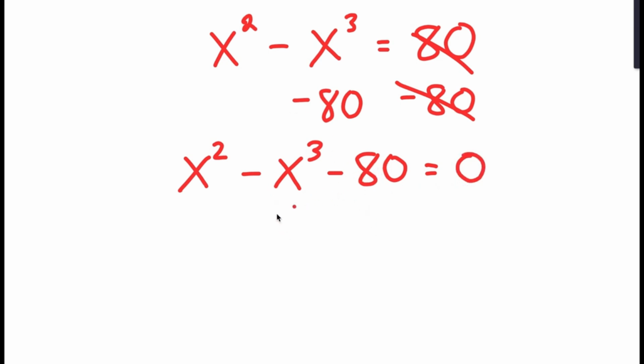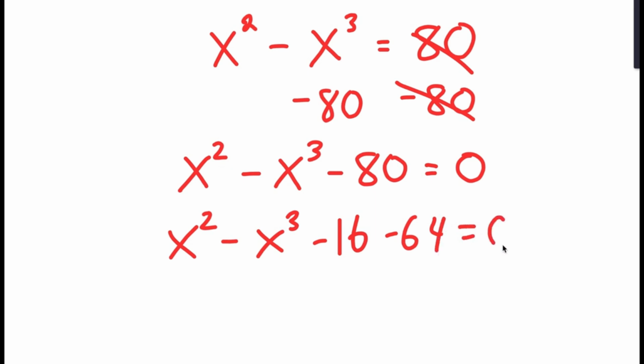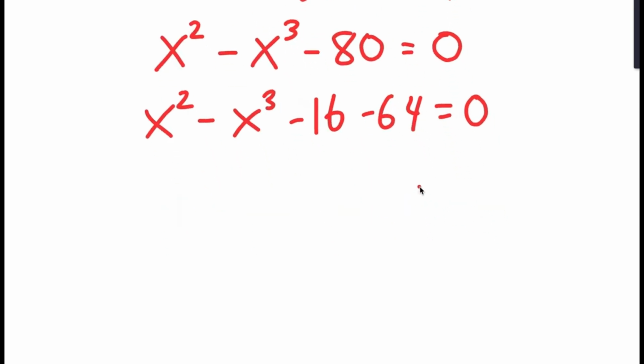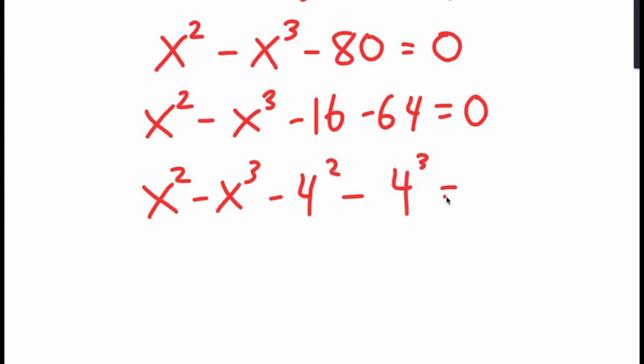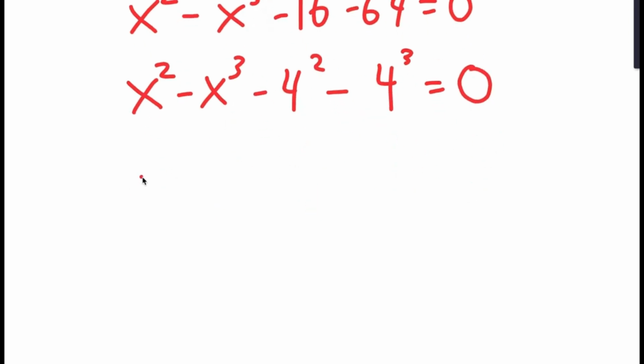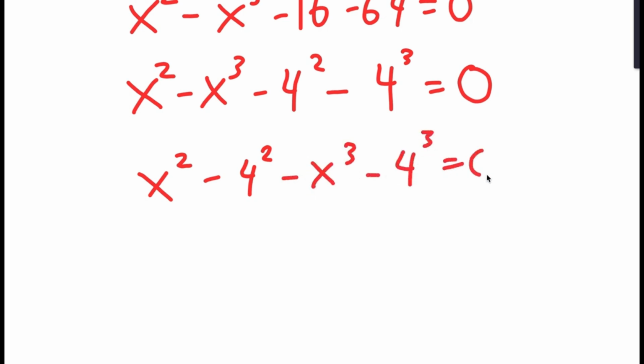Now from here, I'm going to replace negative 80, I should say, with negative 16 minus 64. I'm going to first rewrite negative 16 as negative 4 squared, and negative 64 as negative 4 to the power of 3. And I'm going to group x squared with negative 4 squared, and x to the power of 3 with negative 4 to the power of 3.